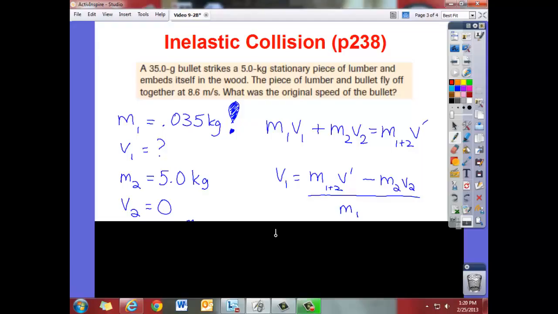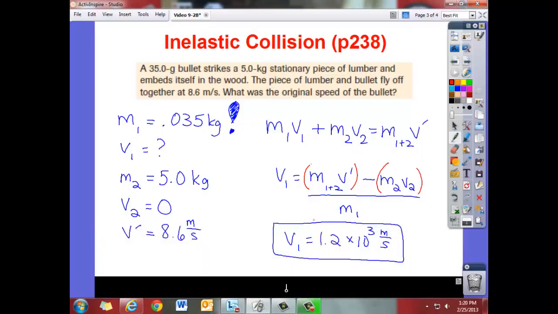Again, if you're going to do it in one step, I would not advise that. I would do the numerator first, with parentheses and the times sign, get an answer, and then divide by M1. When you plug all that into your calculator, and you should be trying this yourself before I reveal the answer, you should get 1.2 times 10 to the third meters per second.